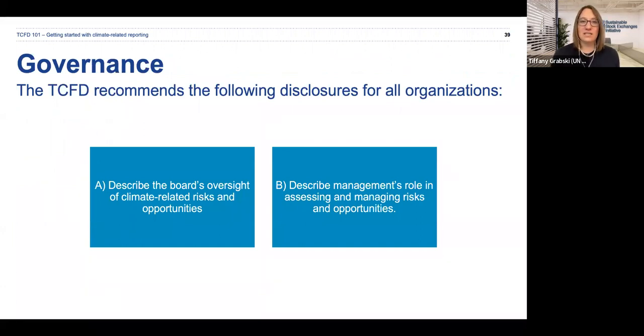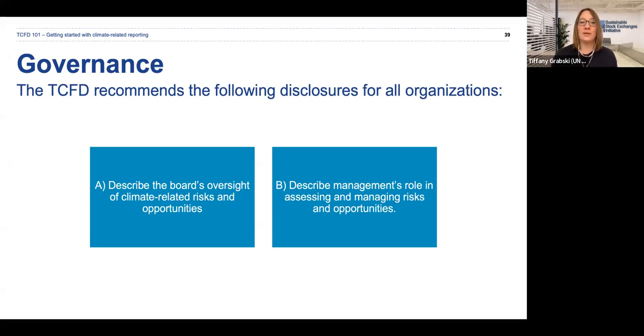So let's go through these recommended disclosures themselves. Now, Evan already introduced these briefly. And if you remember from a few slides back, there was an onion diagram we had where there was governance on the outside, and then we moved inward. So governance really is how we oversee and frame everything else. And it's really important that it's seen as the overall structure within which everything else is set. Now, the TCFD has two recommended disclosures in the pillar of governance.